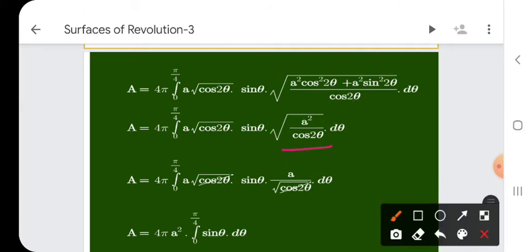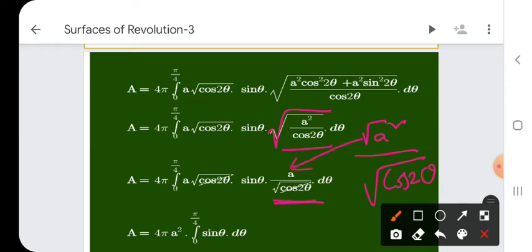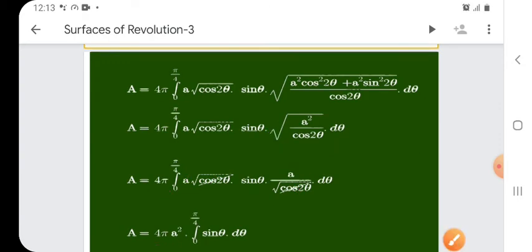Root. Now I apply root. What is root a square by root cos 2 theta? Okay. Root a square means a. Root cos 2 theta is already there in the denominator, and we have here one more root cos 2 theta, so root cos 2 theta and root cos 2 theta cancel, and a into a is a square. So it is a constant, I write outside. So 4 pi a square integral 0 to pi by 4 sin theta d theta.